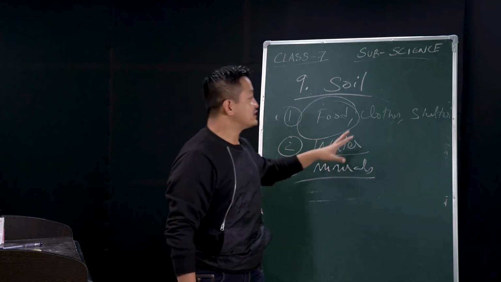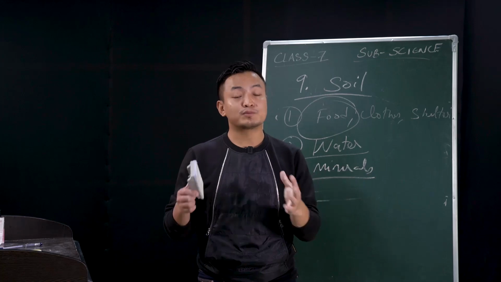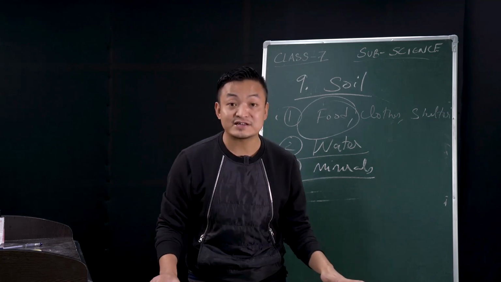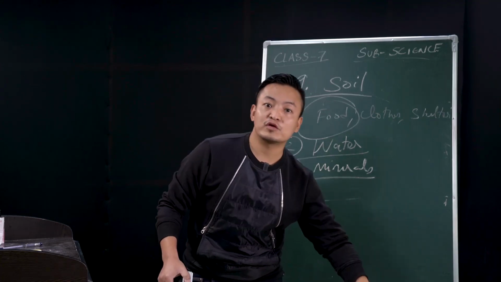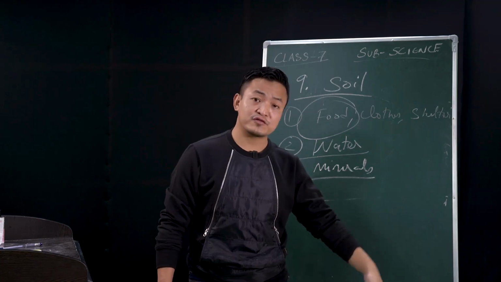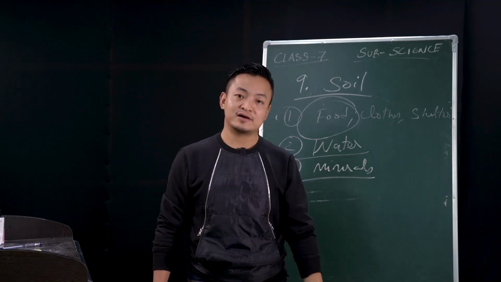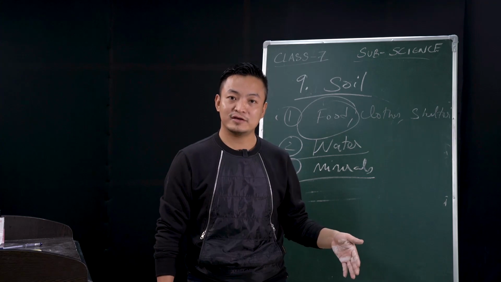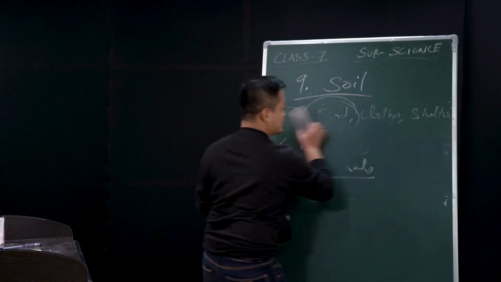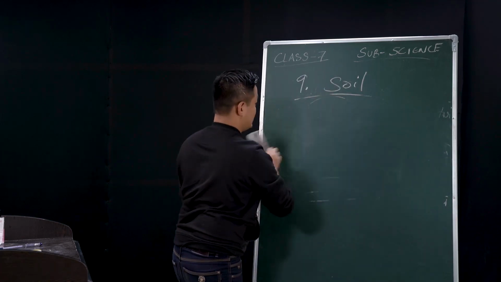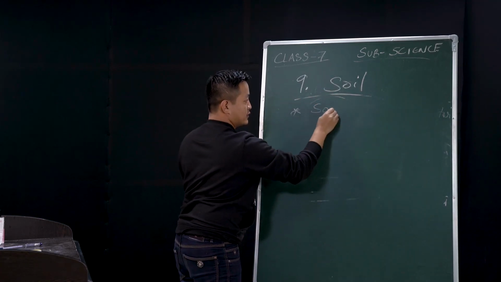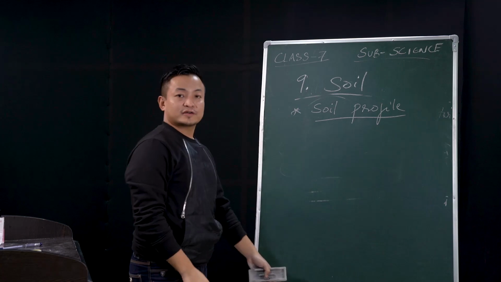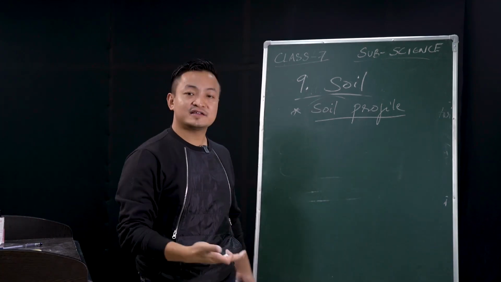Clear? Now the next topic we'll study is soil profile. Soil, according to us, is just what we see, right? But there are layers of soil deep inside, and all of them are different in color. So we'll explore the layers of soil one by one. Okay, so soil profile, or in other words, the layers of soil.